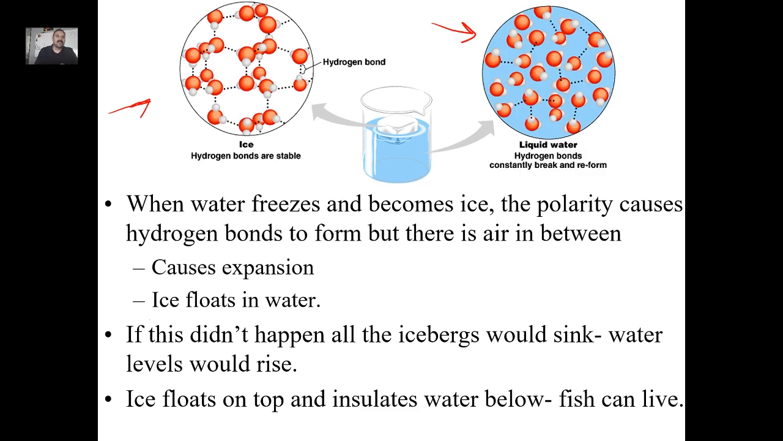It's also why ice floats on water. Because it's less dense than water, ice is always going to float to the top. If this didn't happen, all icebergs would sink, water levels would rise, and ice floats on top and insulates water below. This is the reason that fish can live.